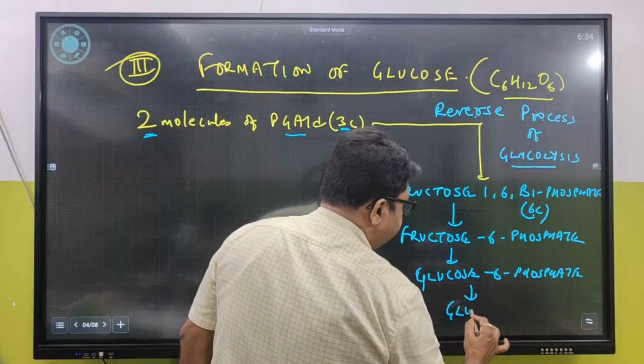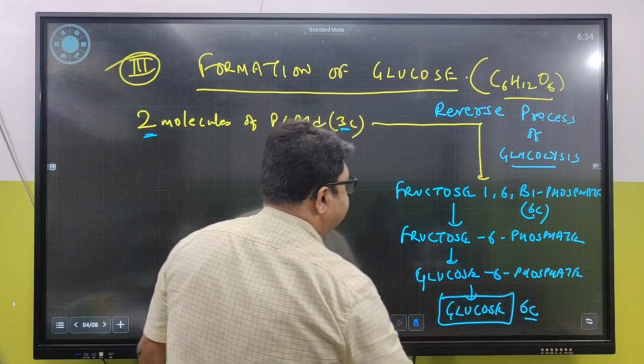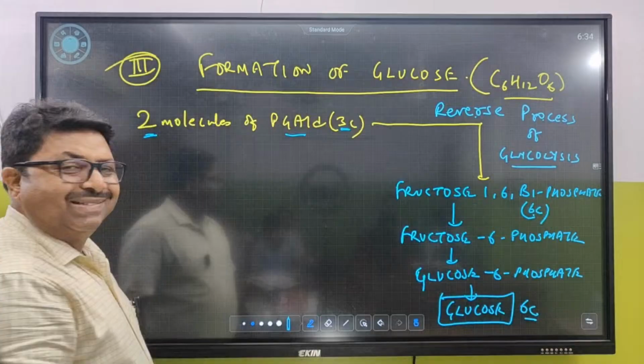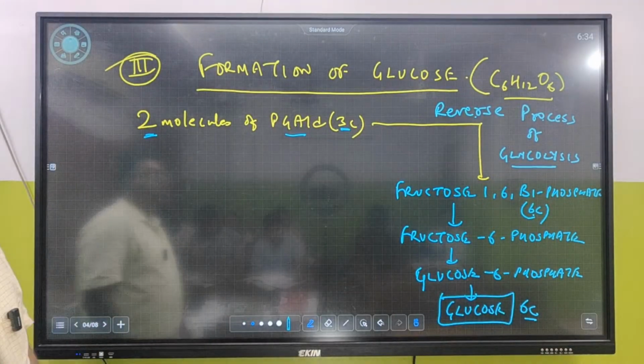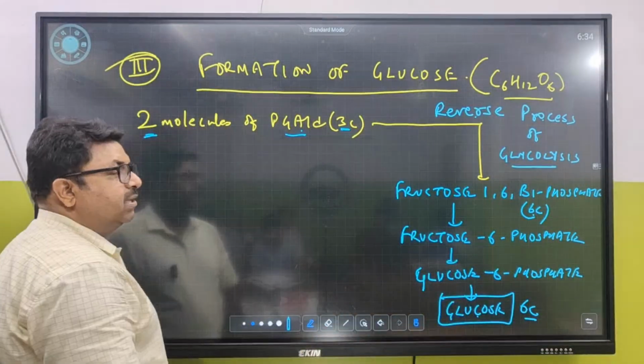What are we going to form? What is going to get formed is glucose. How many carbons? 6 carbons, a 6 carbon glucose over here. So 2 molecules of pyruvic acid will be giving you glucose. This is what we wanted to make.